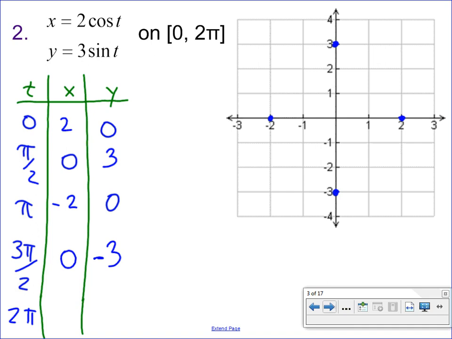At 2 pi, cosine is back to 1 times 2 is 2. So we're back to 2 comma 0. Okay, so let's make our picture.